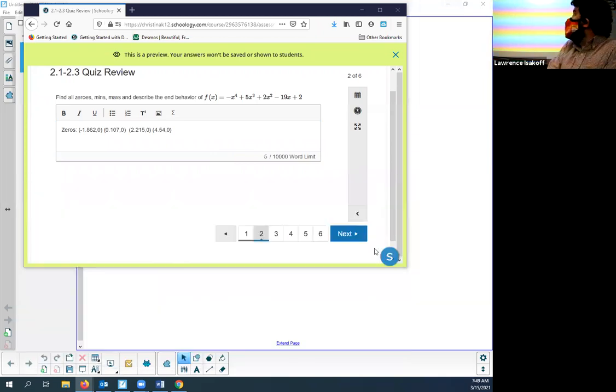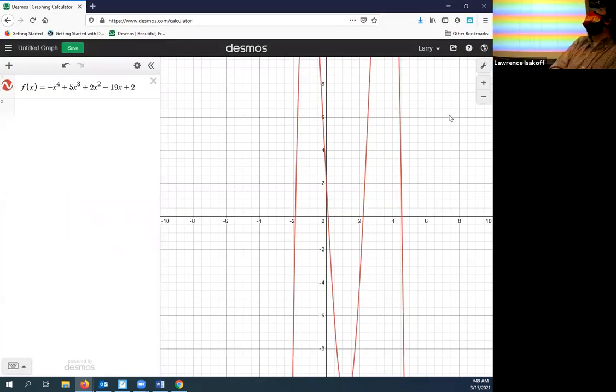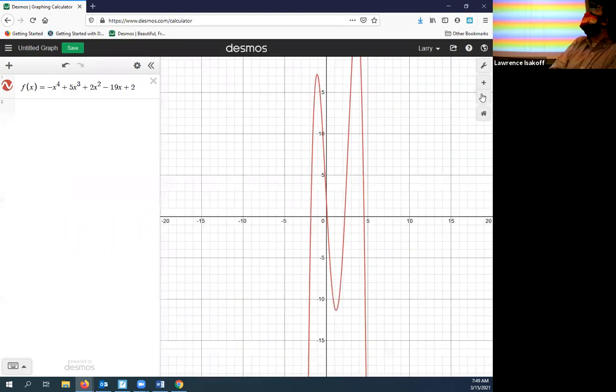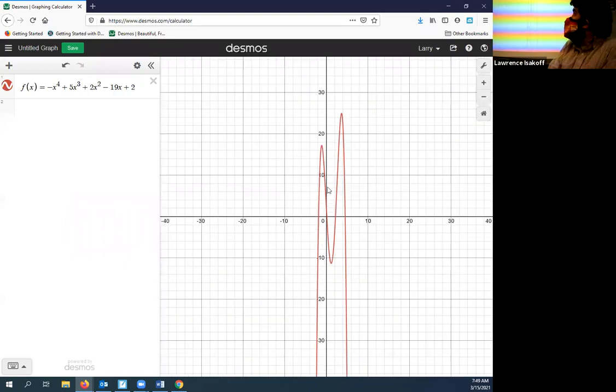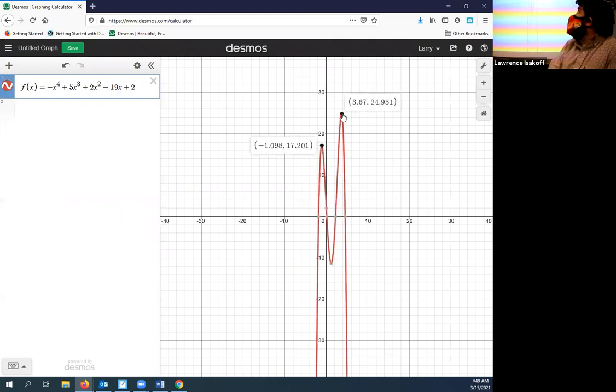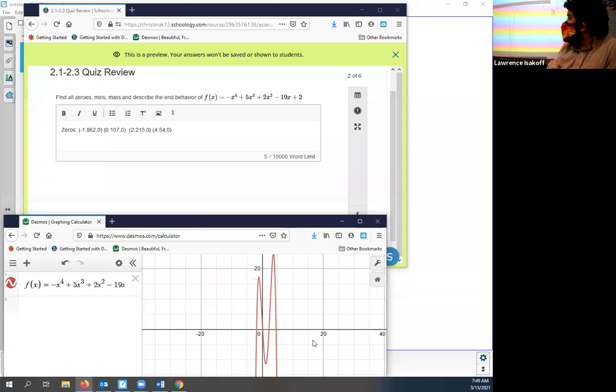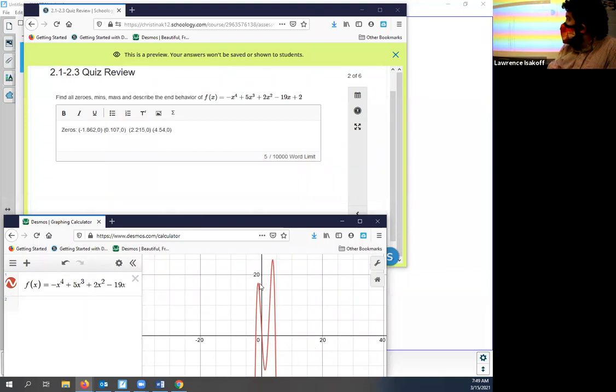Now I want to zoom out a little bit because I can't fully see my max or mins. Okay, there we go. Now I see all three. I had two maxes. They're right here. So I'm just going to, there we go. Make sure I can see them as I type.